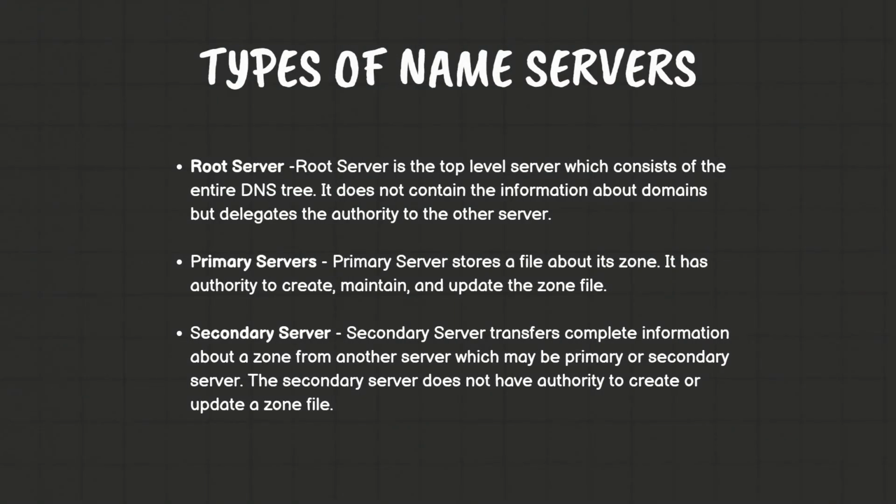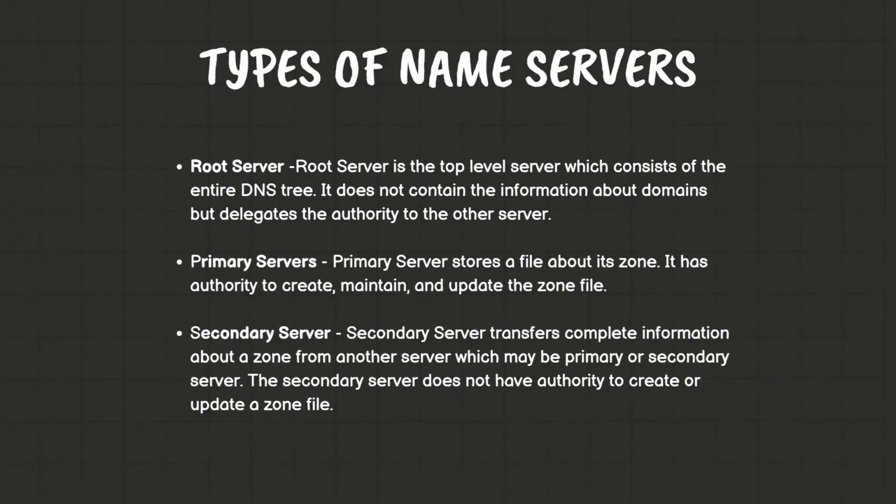Now coming back to the slides, there are three types of name servers. These are root servers, primary servers, and secondary servers. Number one, we have the root server. The root server is the top level server which consists of the entire DNS tree. It does not contain the information about domains but delegates the authority to other servers. Think of this as the internet's supreme directory assistant.